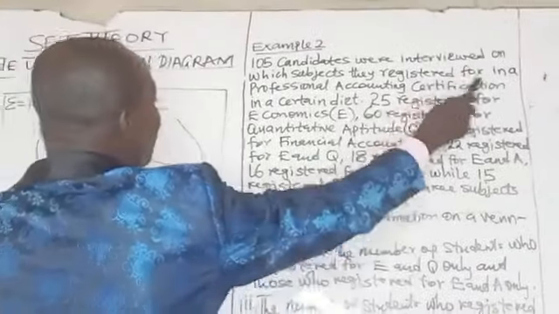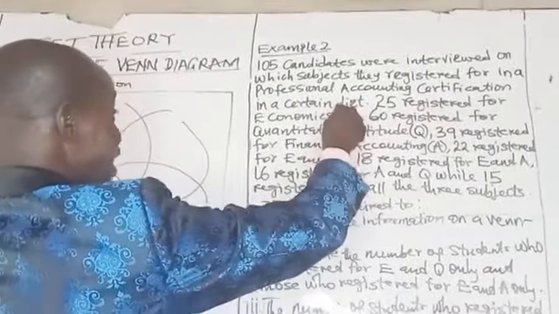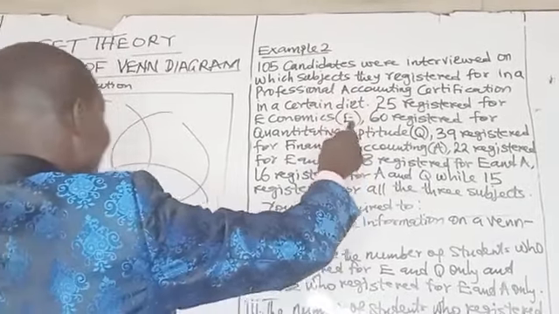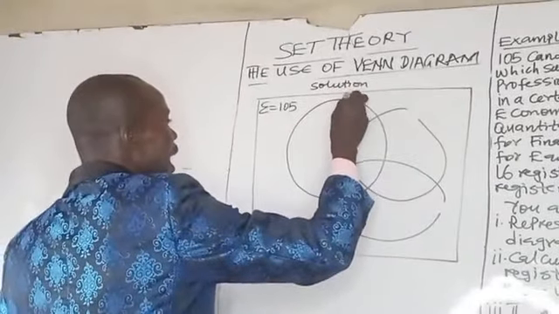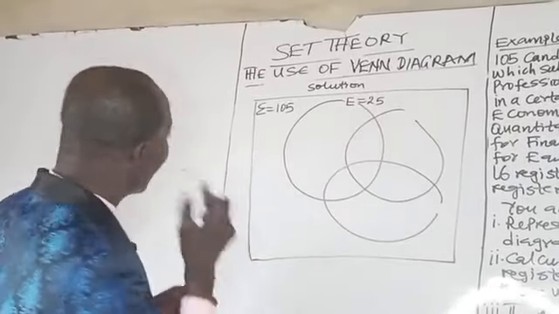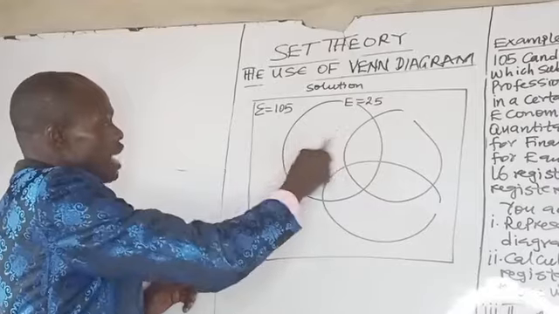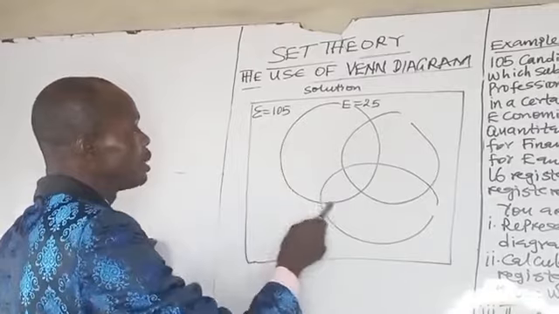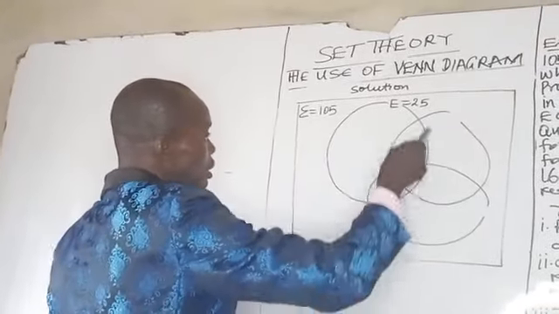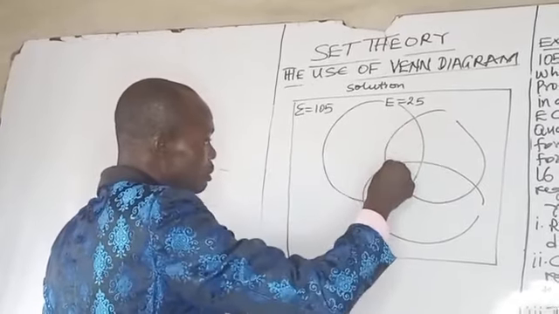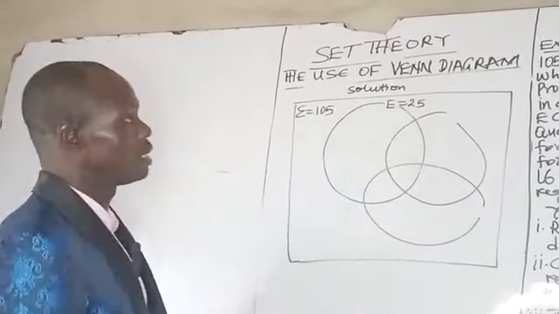25 registered for economics. Remember, this is economics, not economics only. If the word only is there, it's a different thing. Let's put this as E, and you were told it's 25. But if the word only is there, you put that 25 here. But since it is not economics only, it is the whole of this circle, which includes this region and this region.